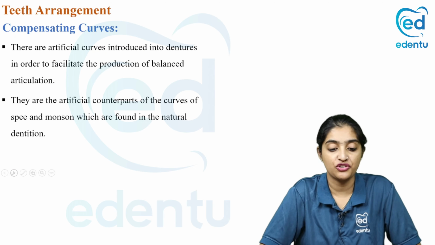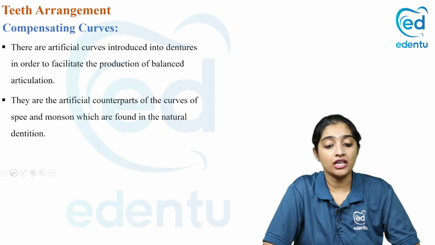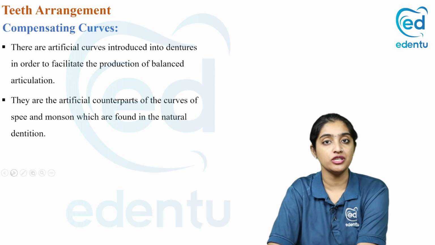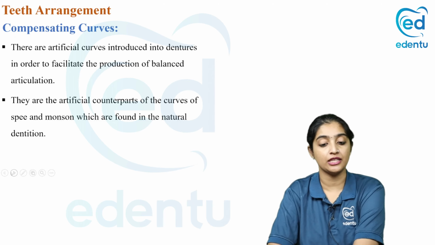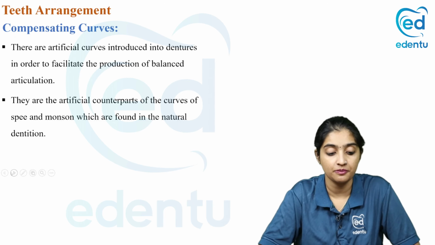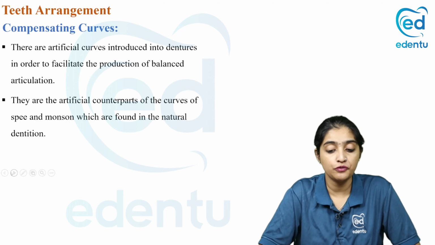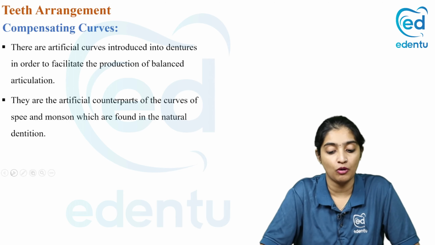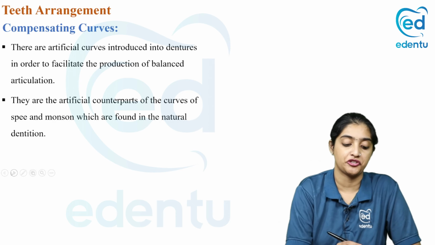Coming to the compensatory curves. These are artificial curves introduced into dentures in order to facilitate the production of balanced articulation. They are the artificial counterparts of the curves of Spee and Monson, which are found in the natural dentition.